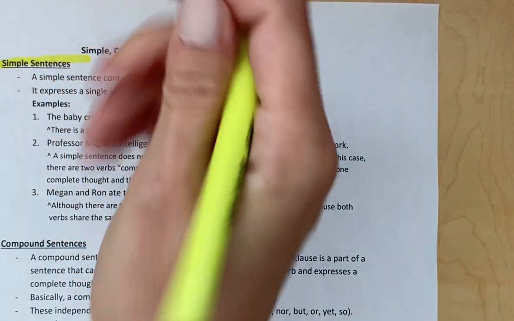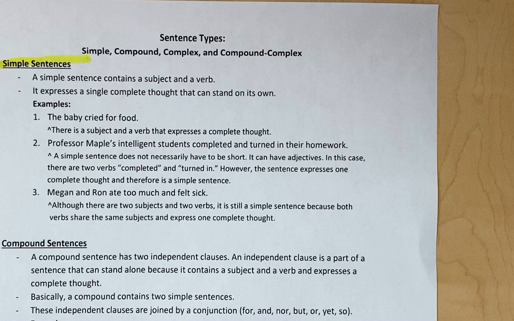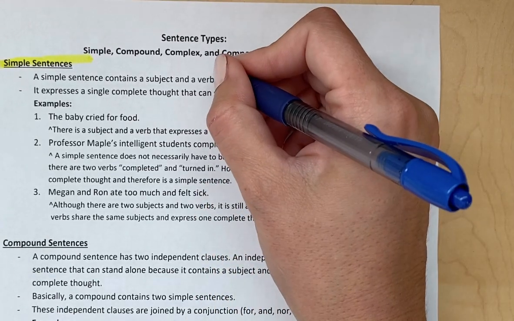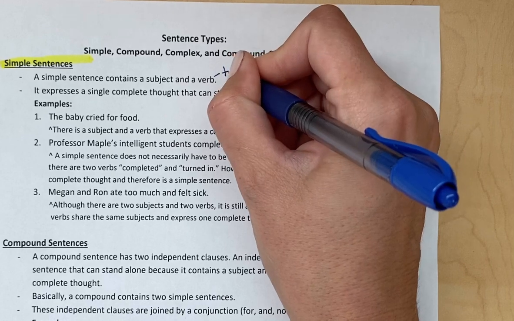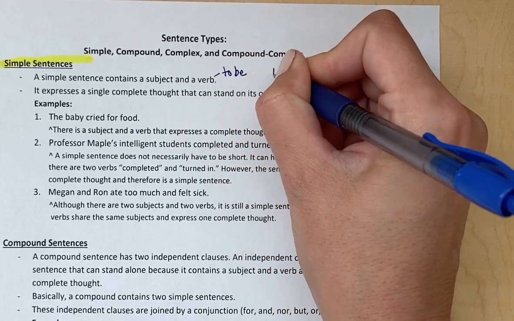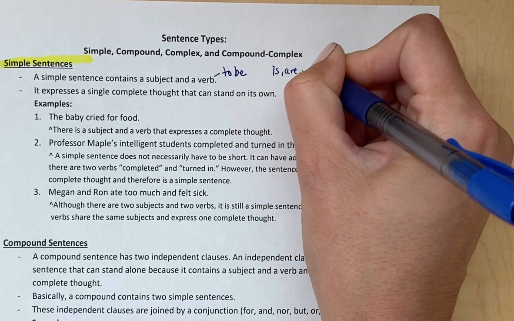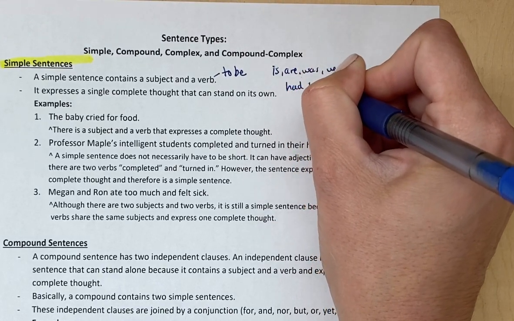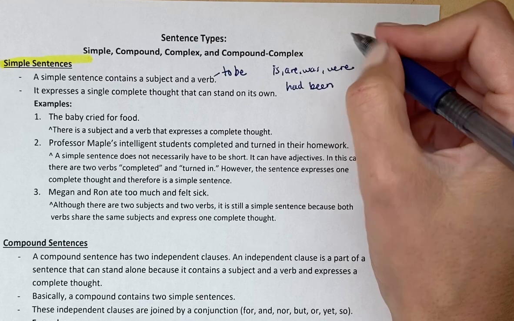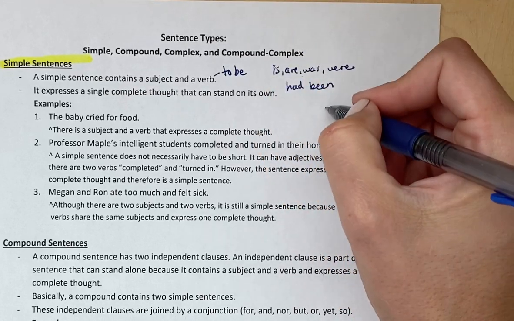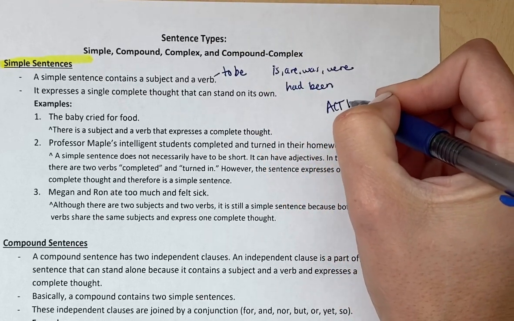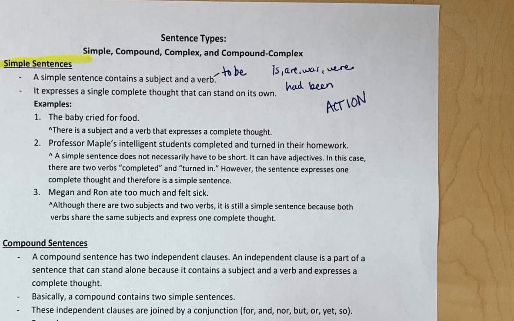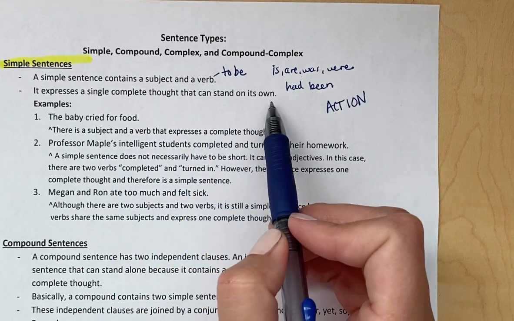I'm going to be highlighting and marking mine as we talk through it. So a simple sentence contains a subject and a verb. And typically that verb is that to be verb, which we've discussed before, right? Is, are, was, were, had been, all of those types of things. So those are the most common, but it can also be an action. The thing about a simple sentence is it expresses a single complete thought that can stand on its own.